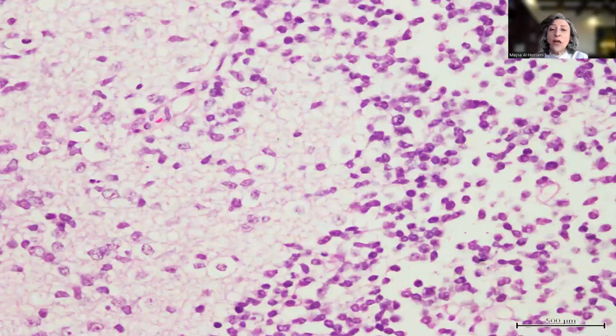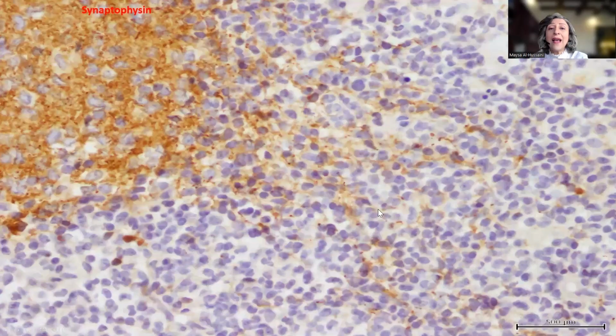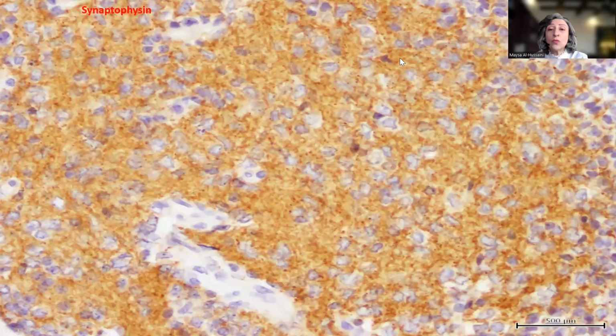And synaptophysin, again, beautifully highlights the nodularity, and on high power magnification, the nodule shows strong synaptophysin positivity in the neuropil versus only scattered synaptophysin positivity in the surrounding tumor cells. And this is high power magnification of the neuropil within the nodule, the better differentiated neuroblastic nodule.